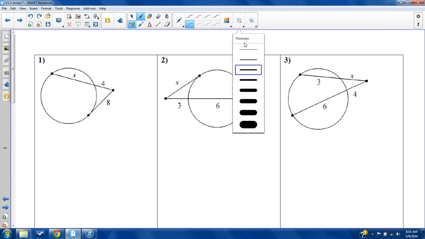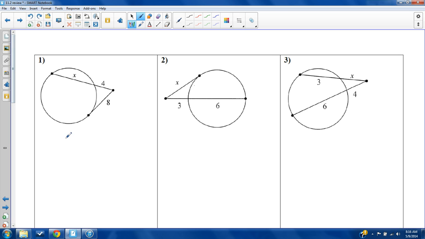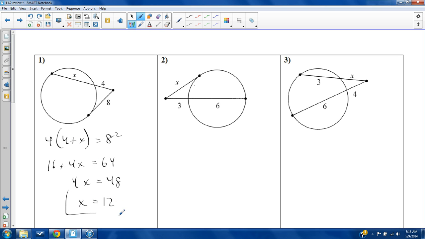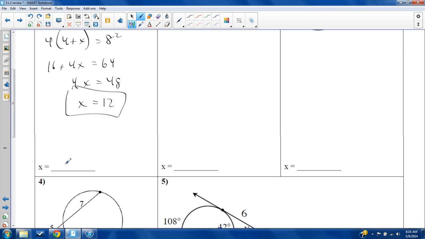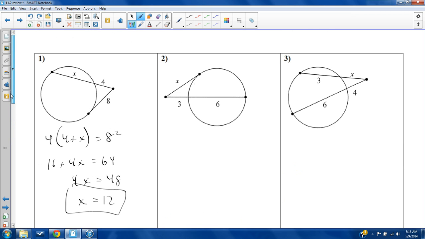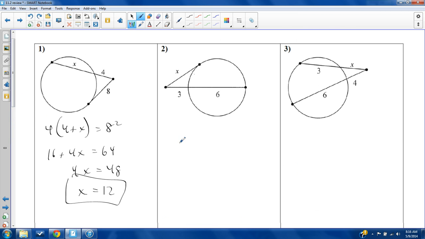So, for example, setting up this thing, outside times whole thing, 4 times 4 plus x equals, on this side, outside times whole thing, 8 times 8, which is 8 squared. 16 plus 4x, and sorry, I'm going to save you the math here. I'm just going to work through it quickly. X equals 12. So this length right here is 12 because of that proportion that's set up. Remember, these are all set up from similar triangles, even though you can't see them.